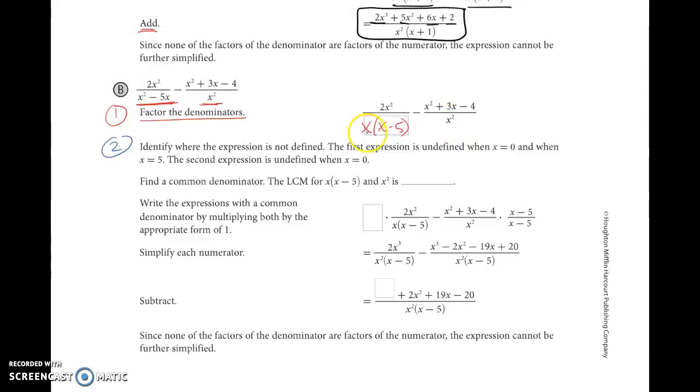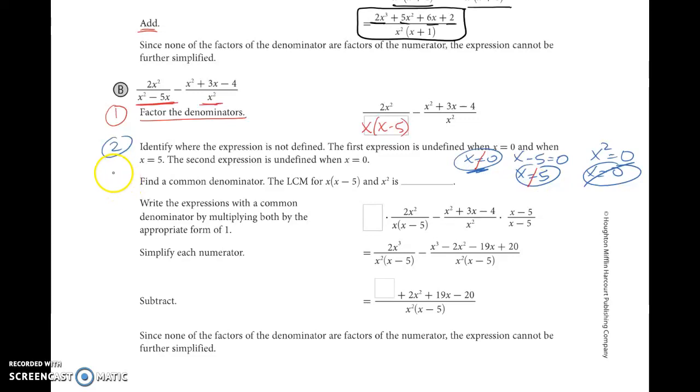So setting each of our denominators equal to 0, that's x equals 0, x minus 5 equals 0, and x squared equals 0. So we get x equals 0, x equals 5, and x equals 0, which we already have from this one here. So the values that x cannot be are 0 and 5. So that's x cannot equal 0 and x cannot equal 5.